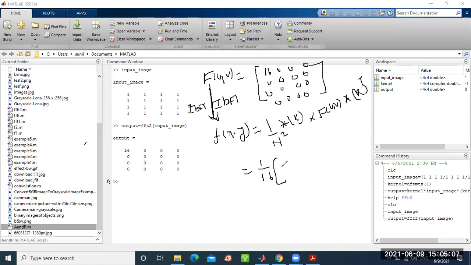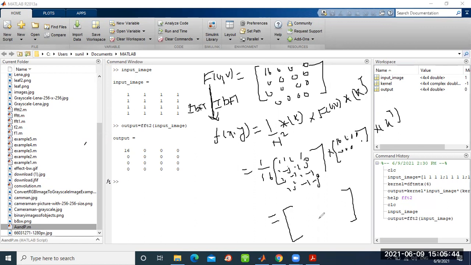So what is the kernel matrix? The kernel matrix will be the same, that is 1 1 1 1, then 1 minus j minus 1 j, then 1 minus 1 1 minus 1, then 1 j minus 1 minus j. This is the kernel matrix. Then what is your f of uv? This will be f of uv, this is 16, the rest all are 0. Similarly I can find the other kernel. So when you multiply this, what should be the answer?